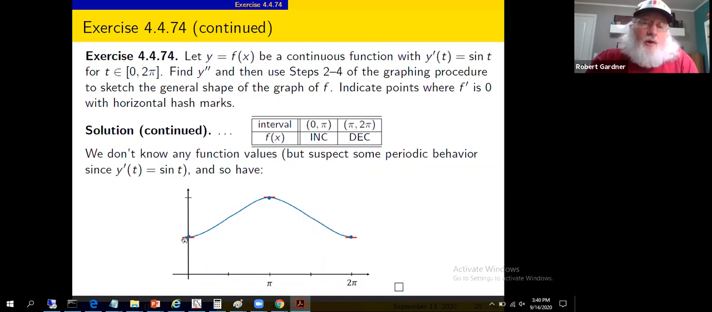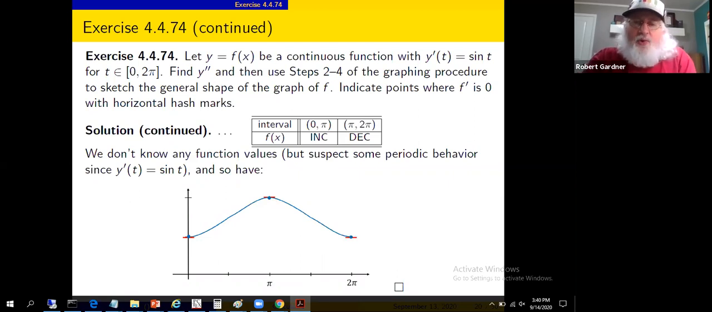I do know it increases and then it decreases. So what we get is, it comes out of here level, and then it increases, and then it levels off. Comes out of here level, it decreases, and then it levels off. That function has all the properties that we know.